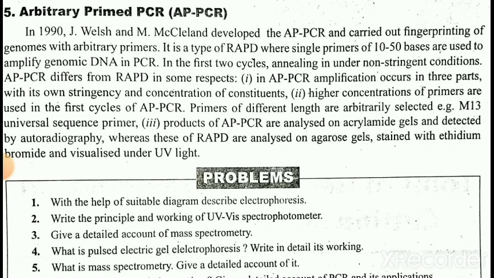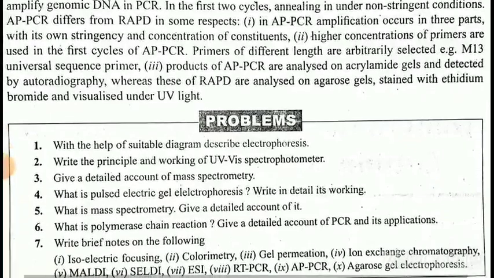AP-PCR differs from RAPD in some respects. 1. In AP-PCR, amplification occurs in 3 parts, with its own stringency and concentration of constituents. 2. Higher concentrations of primers are used in the first cycles of AP-PCR. Primers of different length are arbitrarily selected, e.g. M13 universal sequence primer. 3. Products of AP-PCR are analyzed on acrylamide gels and detected by autoradiography, whereas those of RAPD are analyzed on agarose gels, stained with ethidium bromide and visualized under UV light.